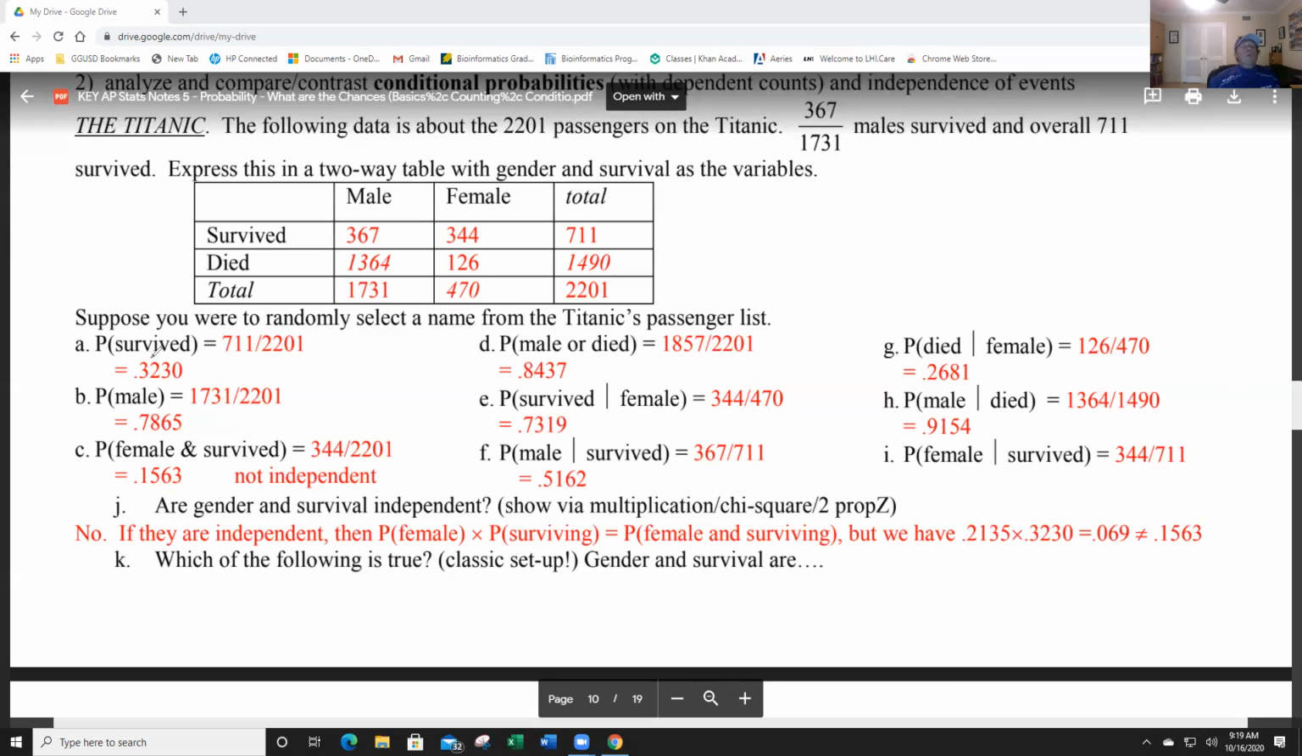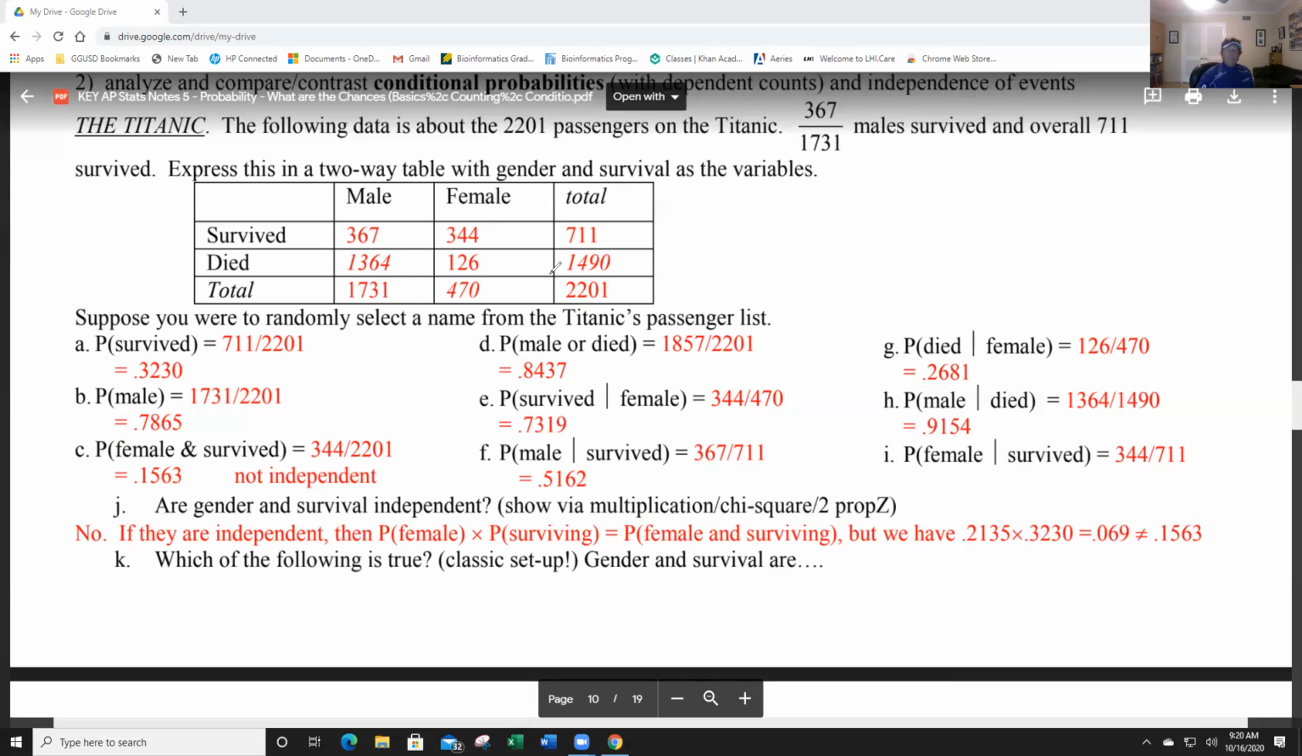Okay, so question A, suppose you randomly selected a name from the Titanic's passenger list. What are the chances they survived? No problem. Survived would be 711 over 2201, right there. That's the numerator. That is the denominator. Okay, no problem. B, what are the chances they were male? Male, lots of males, 1731 over 2201. Fantastic.